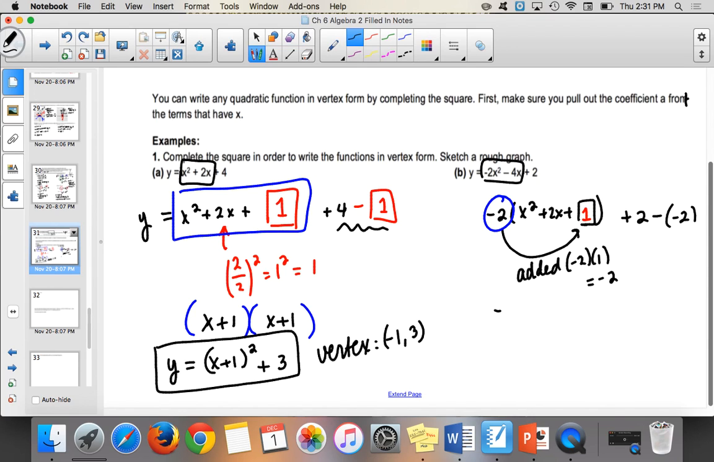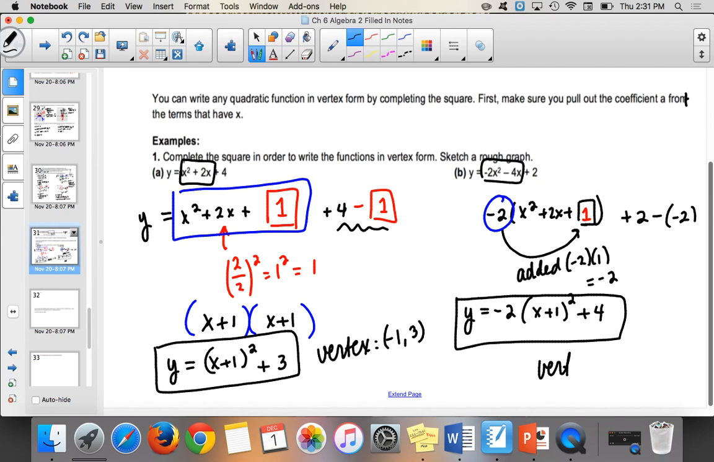All right, so this becomes -2, and then I have x plus 1 times x plus 1, so x plus 1 squared, and then plus 4. That's now in vertex form. Can you tell what the vertex is? Where does it shift right and up and down and left and so on? We go left 1, up 4. So it's -1, comma 4.